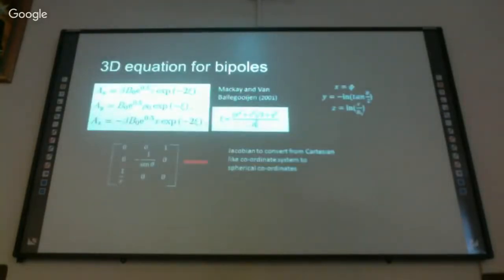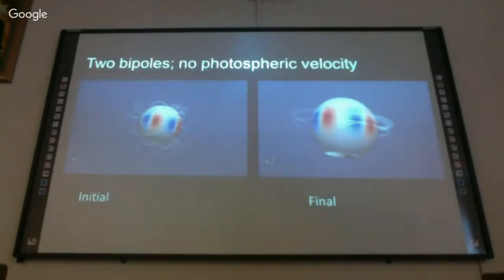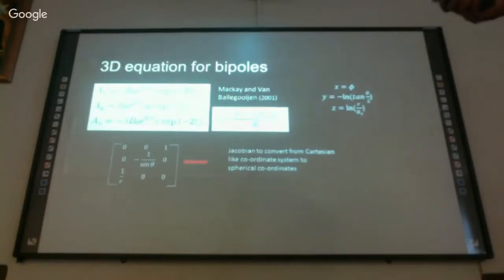Right. So this is when I was trying to do full sun simulations. I put in two bipoles initially. Bipoles are magnetic structures which are observed on the sun. This has all been put in by 3D equations, so you have equations in the vector potential like this. This is a Cartesian-like coordinate system, so since I use a spherical polar coordinate system, I use an appropriate Jacobian to convert from Cartesian to spherical polar coordinates.